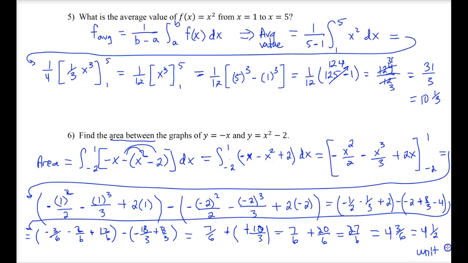Of course, we'll just put the square units there. This pen is really acting crazy today. All right, let's move on to our next problem.